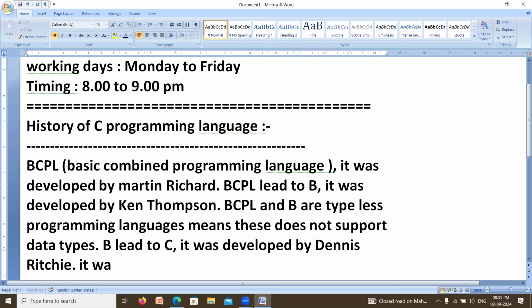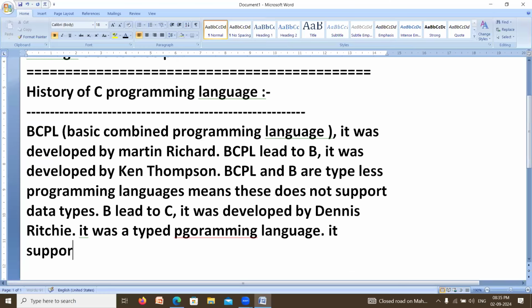It was a typed programming language. What is the meaning of typed? It supports data types.